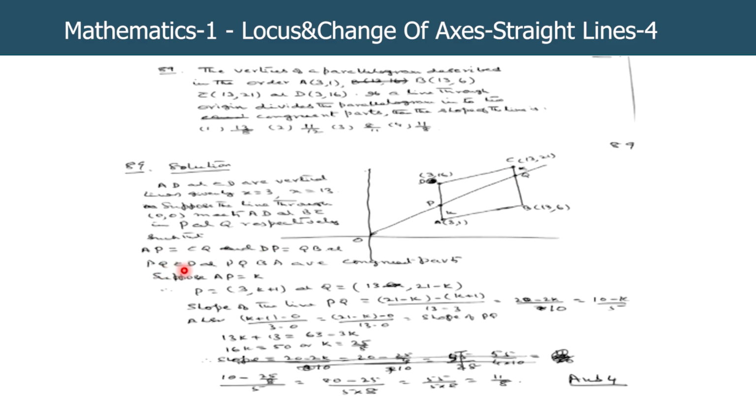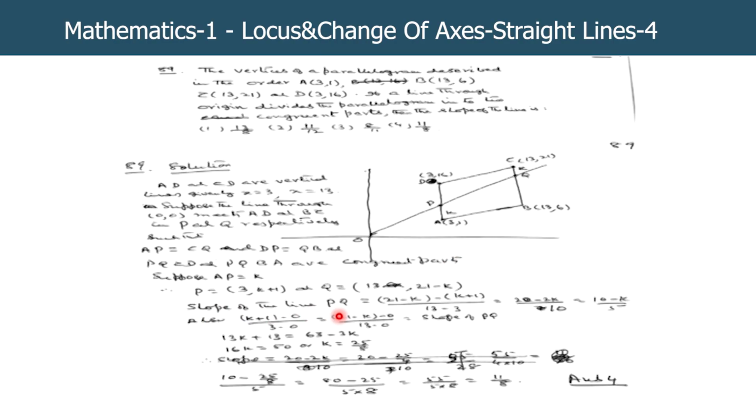So, therefore, PQCD and PQBA are congruent parts. Suppose the distance AP is equal to K. Then P is (3, K+1) and Q is (13, 21-K), because Q lies on BC. You know that CQ is equal to K and the total BC is equal to 21. So, therefore, QB is equal to 21 minus K.